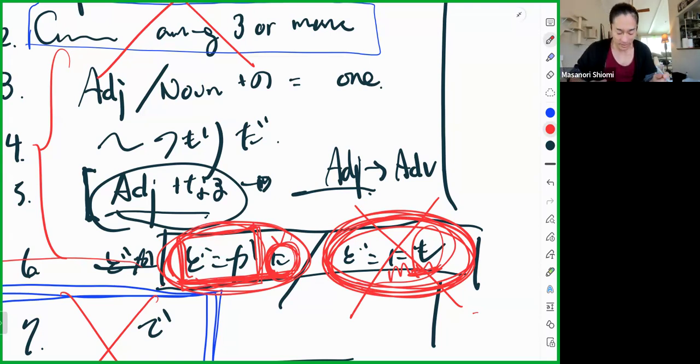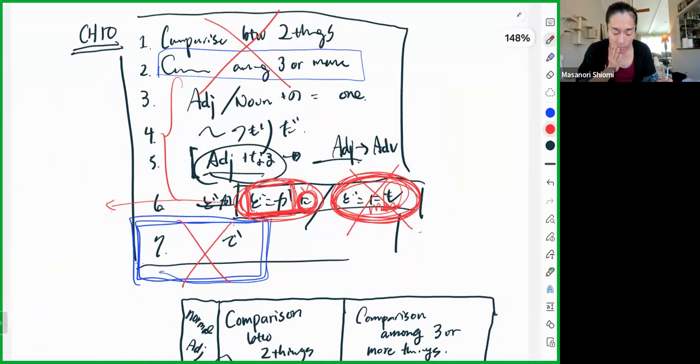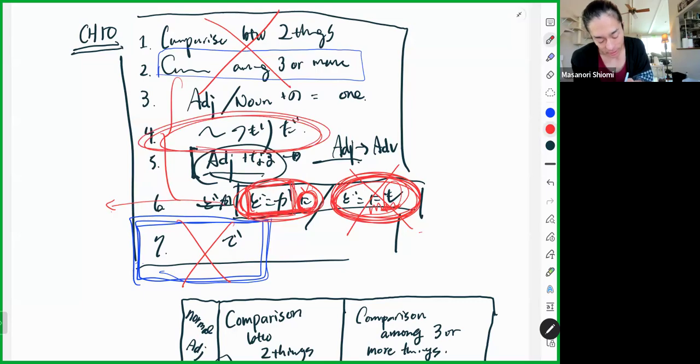Okay. Let's do three more, huh? Let's do another fairly easy one. つもりだ. Okay?